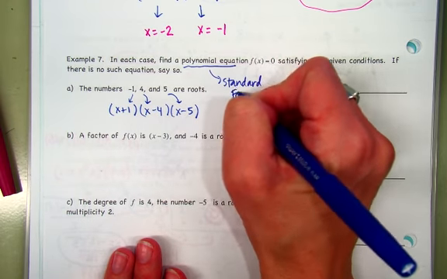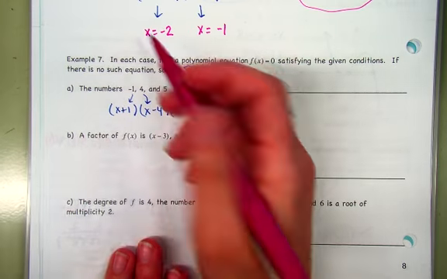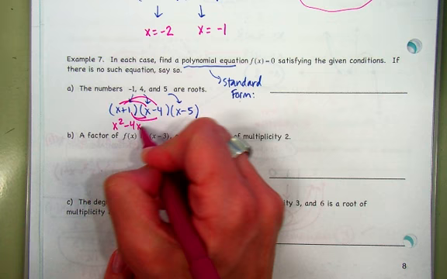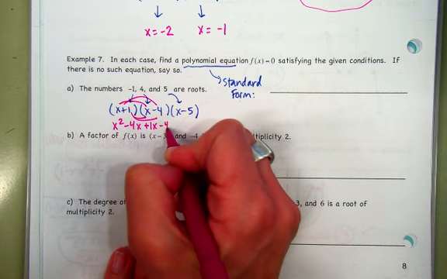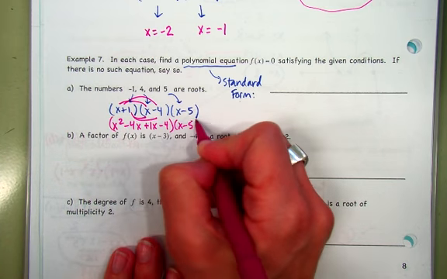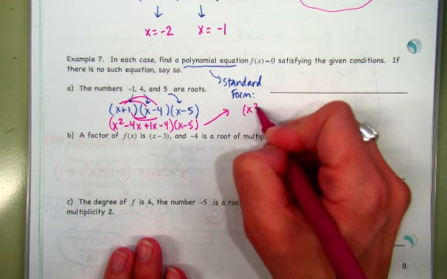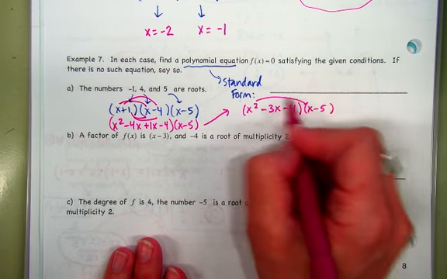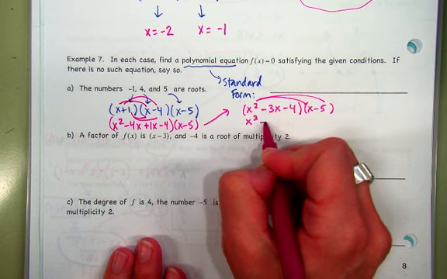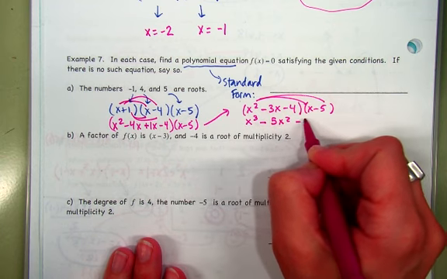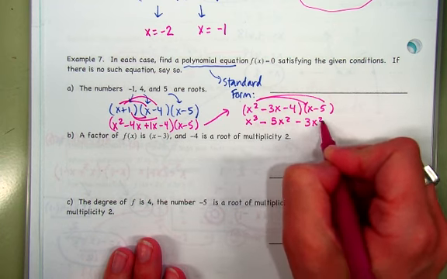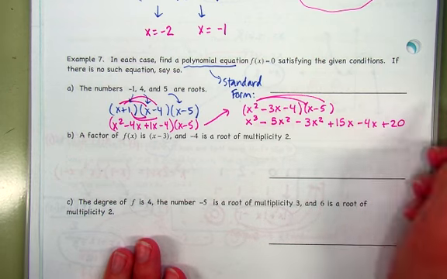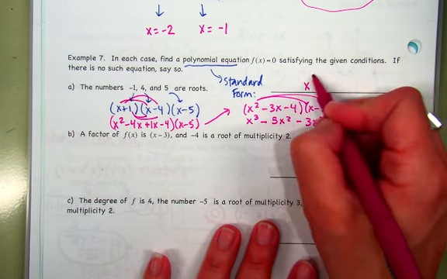Which means you just got to work that all out. That's not too bad. So go ahead and distribute it out. And then combine like terms.